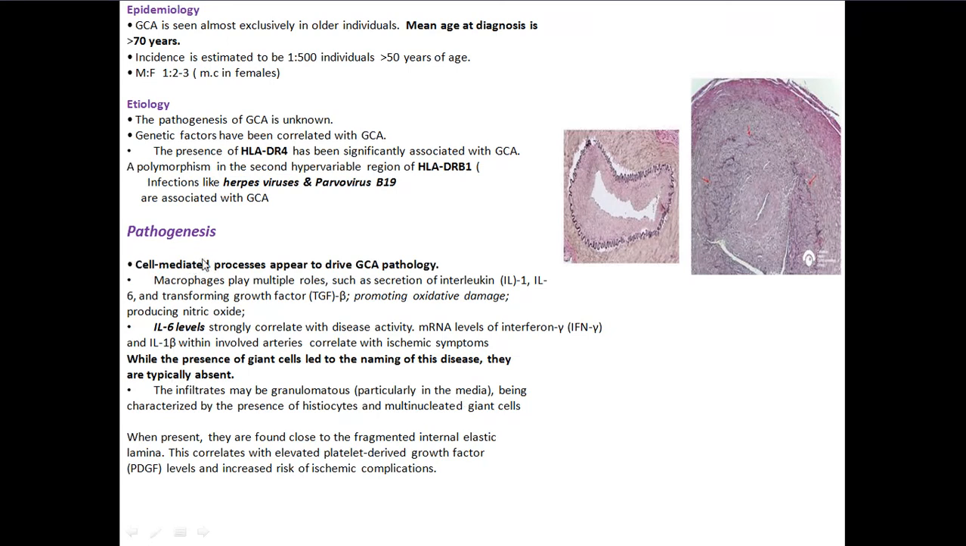When present, they are found close to the fragmented internal elastic lamina. This correlates to elevated platelet-derived growth factor levels and increased risk of ischemic complications.